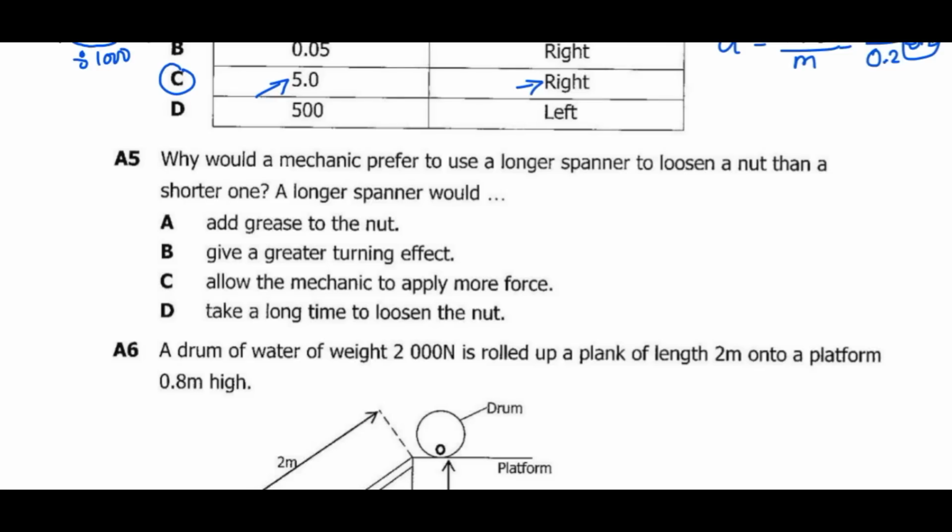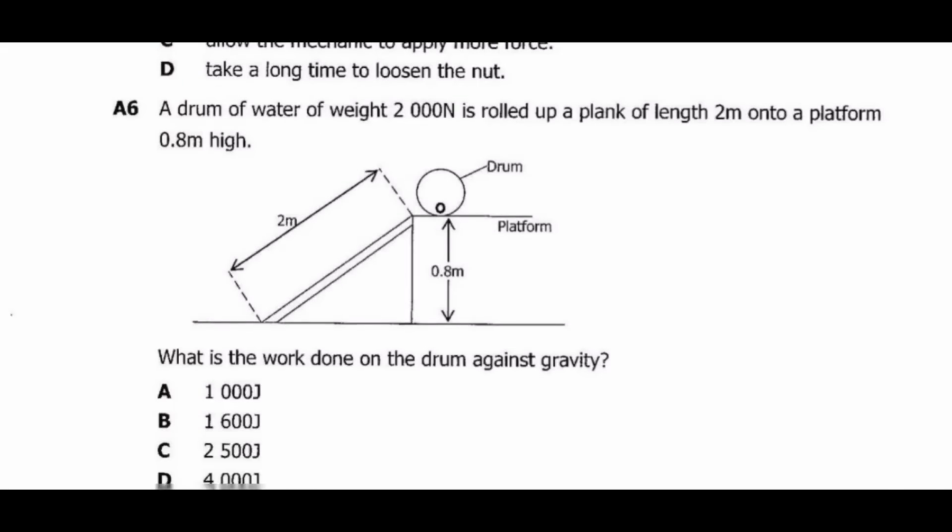Why would a mechanic prefer to use a longer spanner to loosen a nut than a shorter one? A longer spanner would: A, add grease to the nut; B, give a greater turning effect. So the answer is the longer spanner will give a greater turning effect. As a result, only a lesser amount of effort will be applied in order to loosen a nut. Now we move on to question 6.